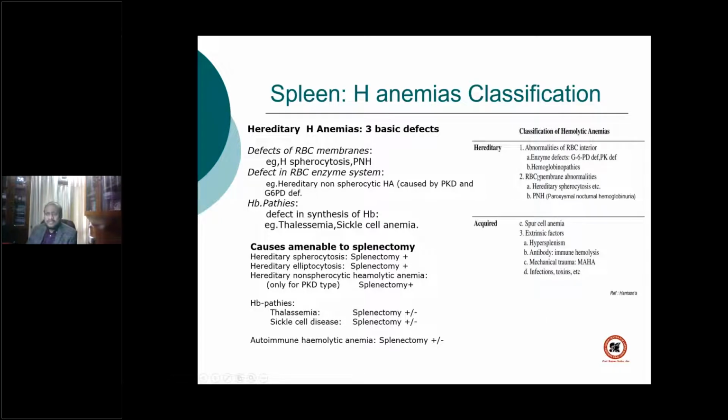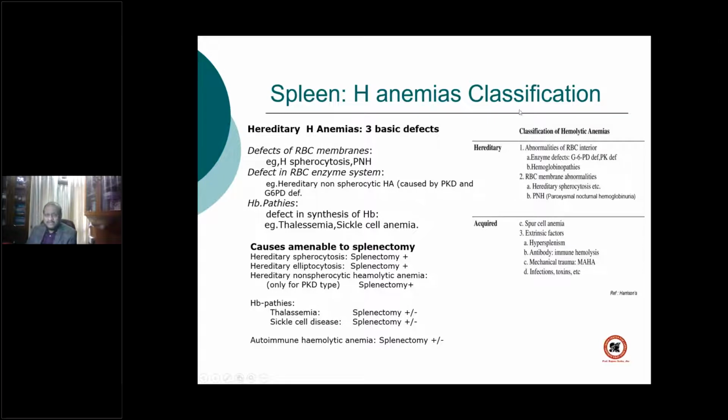So when you talk about defects in the membrane, we are talking about hereditary spherocytosis or paroxysmal nocturnal hemoglobinuria. If you're talking about the interior, then you talk about enzymatic defects, namely 2. One is pyruvate kinase, and number 2 is G6PD deficiency, right? And then, of course, you're talking about the hemoglobinopathies, namely thalassemias and sickle cell anemia.